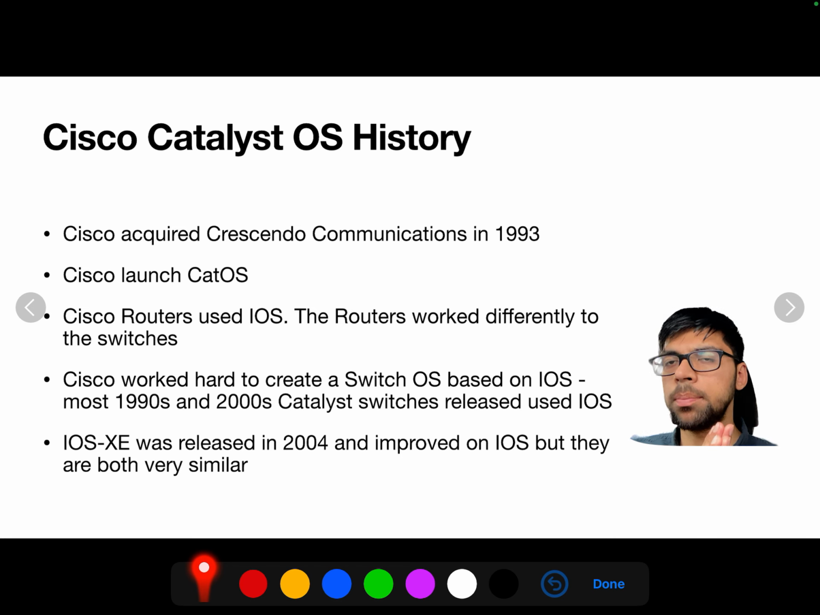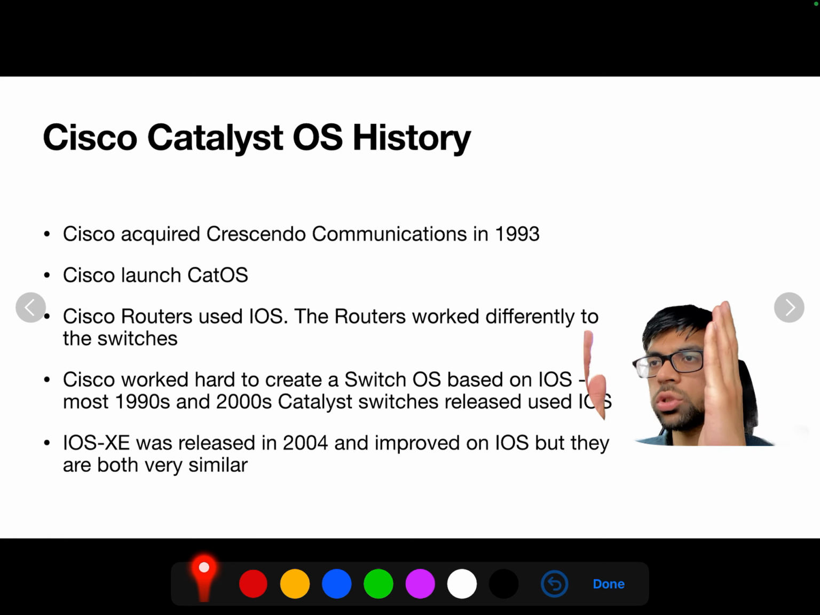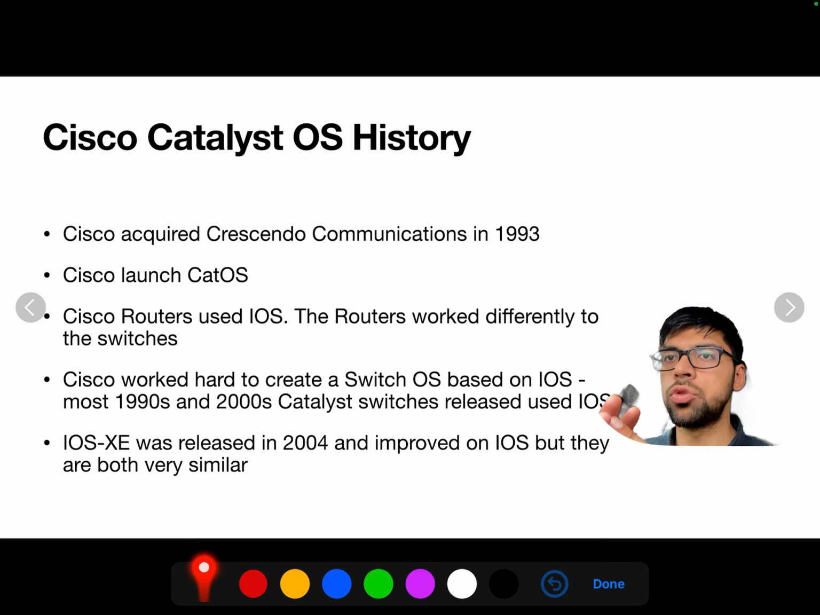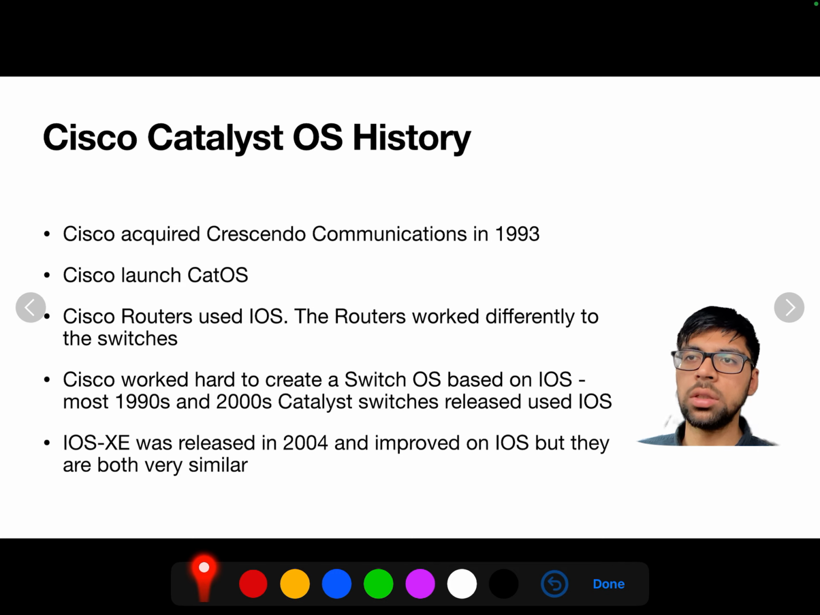Cisco routers were using IOS, and so for a time you had routers and switches using different operating systems. What Cisco did was they worked really hard to create a switch OS based on the IOS that was being used on the routers, and they produced a switch IOS. And so most of the switches that were released in the 1990s and 2000s, the Catalyst switches, were using IOS. So that was great because then the routers and switches were on the same page in terms of operating system, which makes it easier for administration.